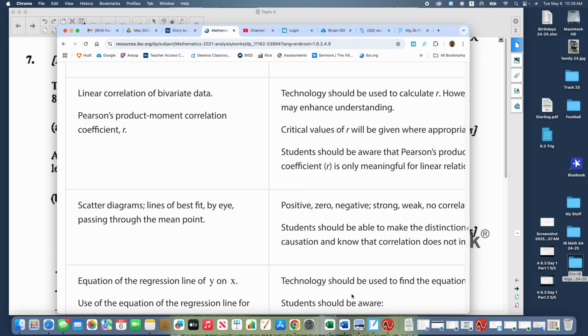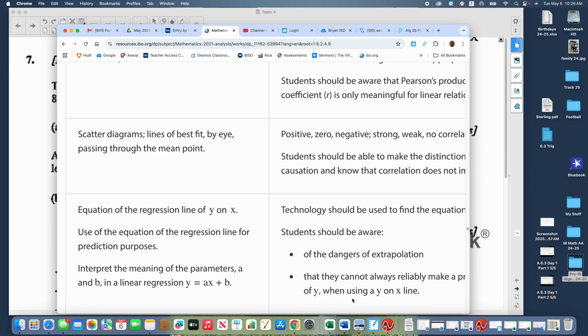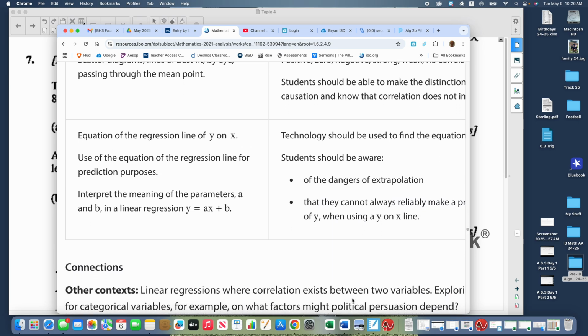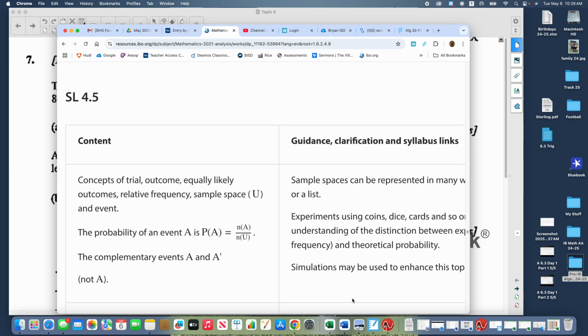We're going to talk about correlation coefficient later. I don't have any problems in there on that, but I do have a question from last year or whatever that we need to discuss. I'll get to that.